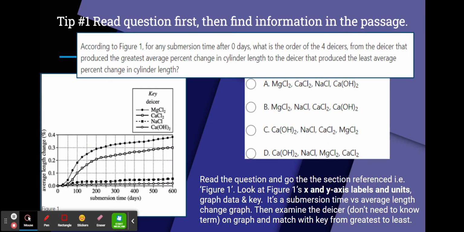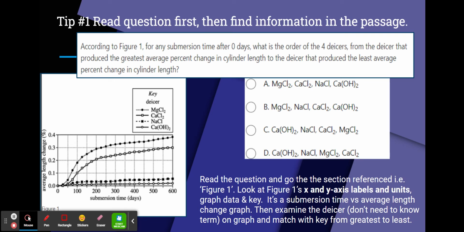So, my first tip is read the question first and then find the information in the passage. The passage is long, and there's a lot to remember. So it's much quicker and easier to read the question and then find that portion in the passage. So again, I just did a little snippet for you. You saw the entire passage before.